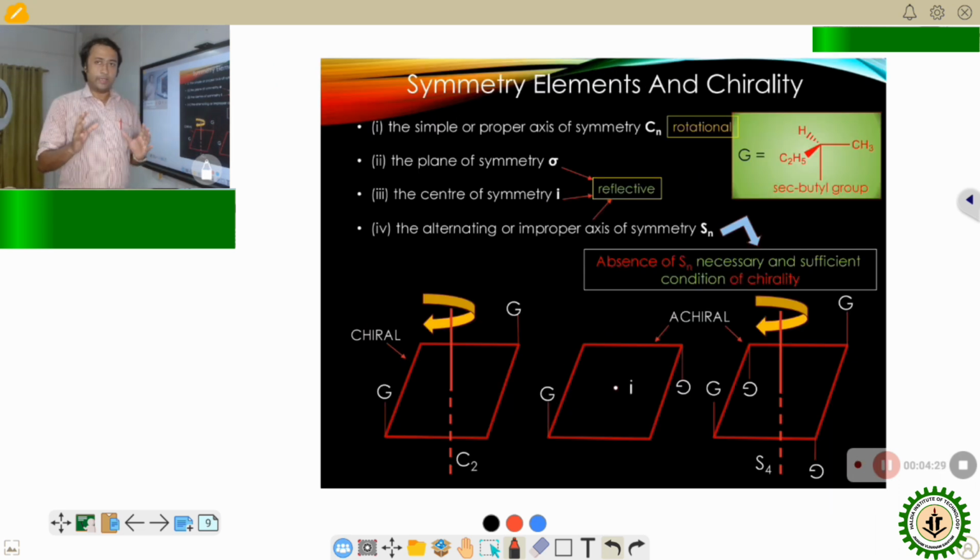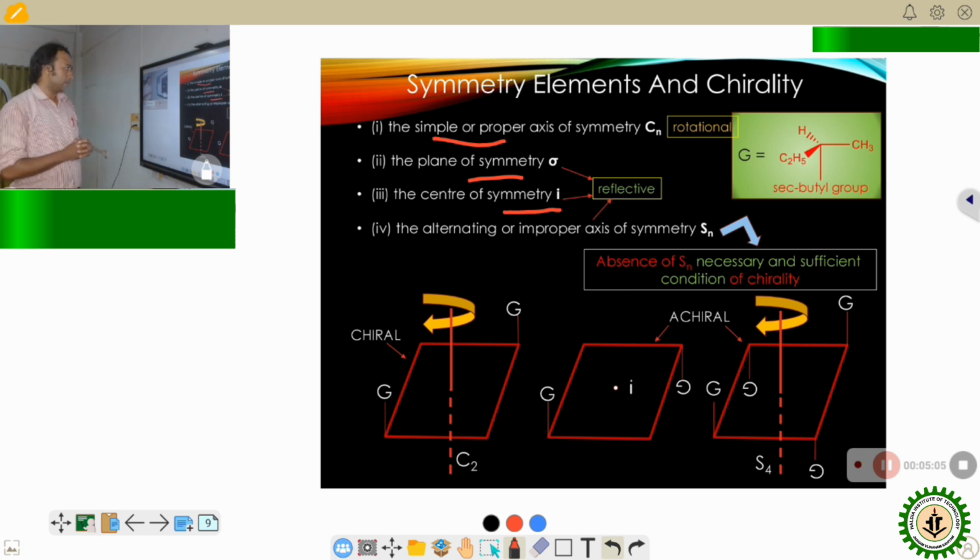Now there is an important relation between chirality and the symmetry elements. Let us first name the symmetry elements. We have four important symmetry elements. The first one is the simple or proper axis of symmetry, Cn. This is a rotational symmetry element. Then we have the plane of symmetry, sigma, a reflective symmetry element. Then we have the center of symmetry, i, which is also a reflective kind of symmetry element. And the fourth one is the alternating or improper axis of symmetry, Sn.